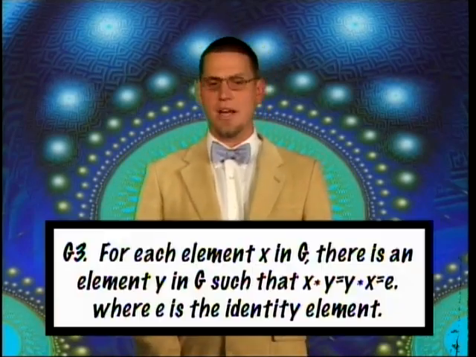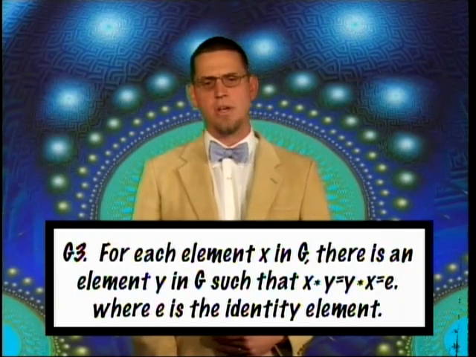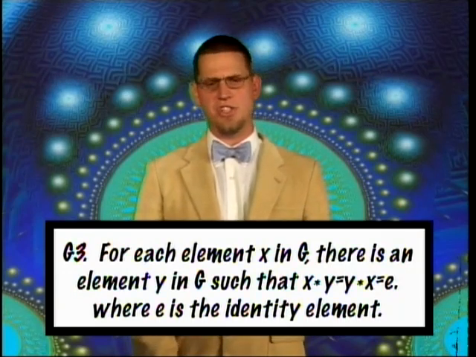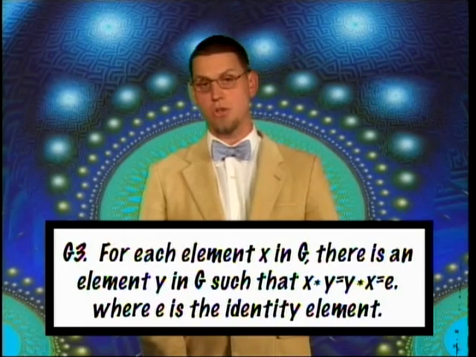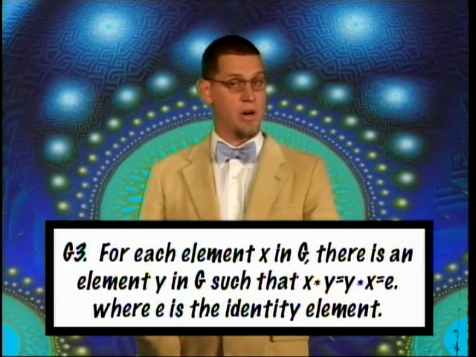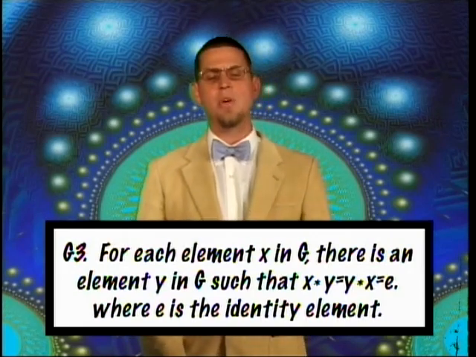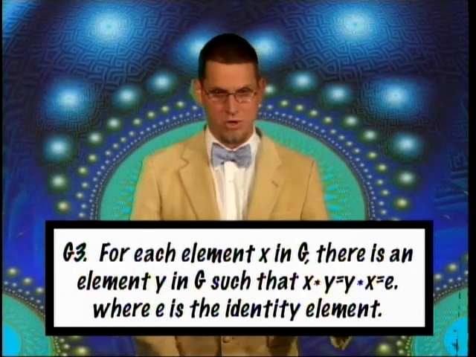And for each element x, this is the third one, in the group, is there an element y such that when we compose x with y, x star y, or y star x, kind of the commutative thing, do we get right back at the identity element, which we're calling E?